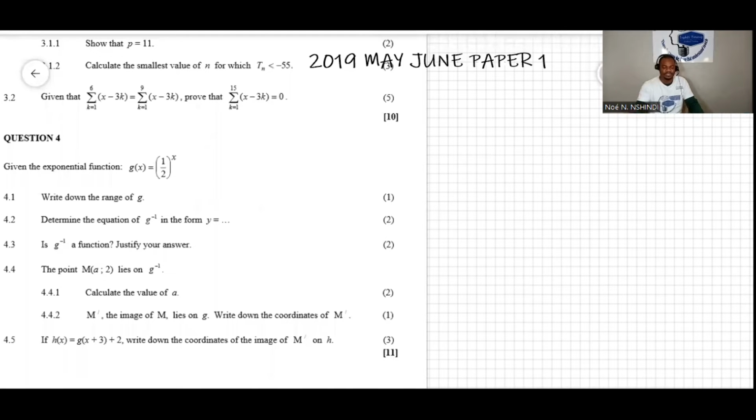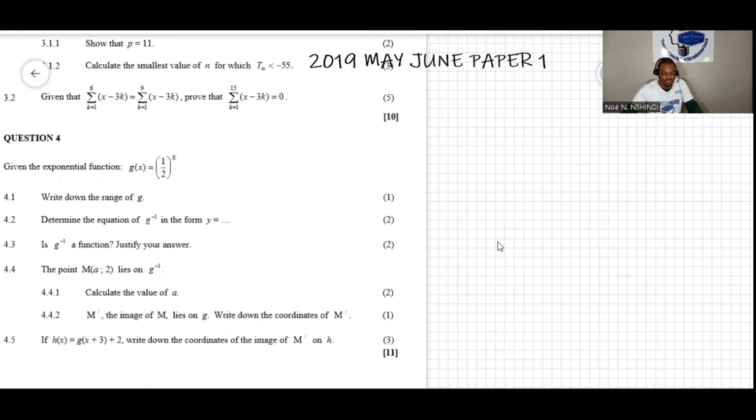Well, we have another question here, question 4. The question says, given the exponential function g of x equal to ½ to the power of x. 4.1 says, write down the range of g. All right. What should be the range of g then?